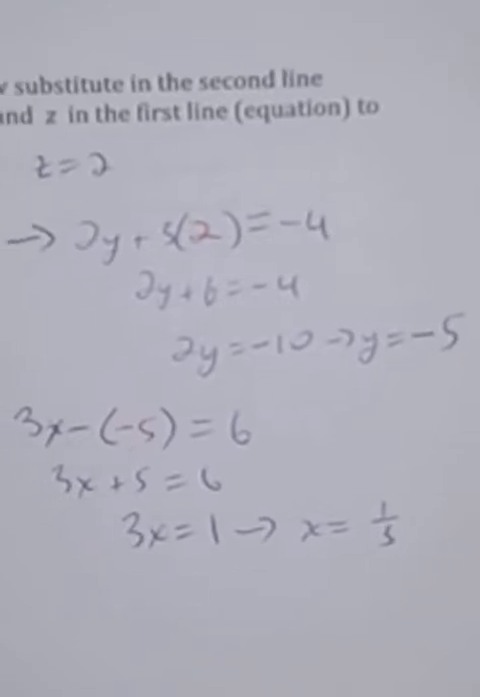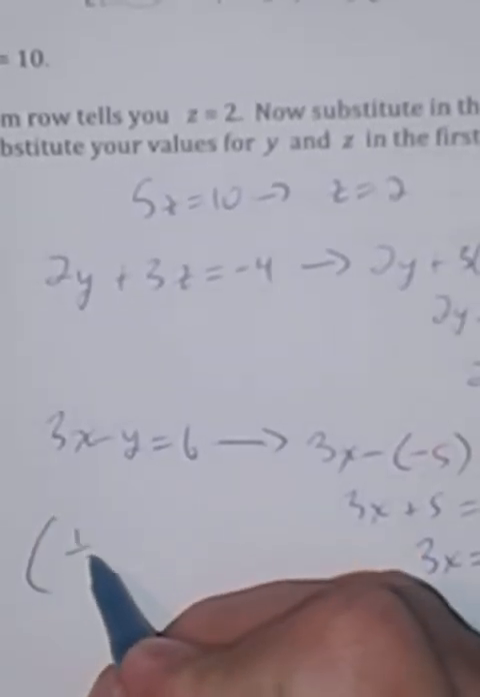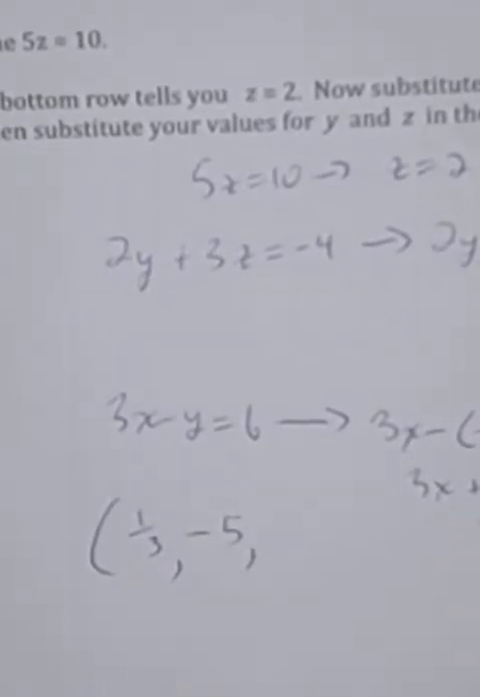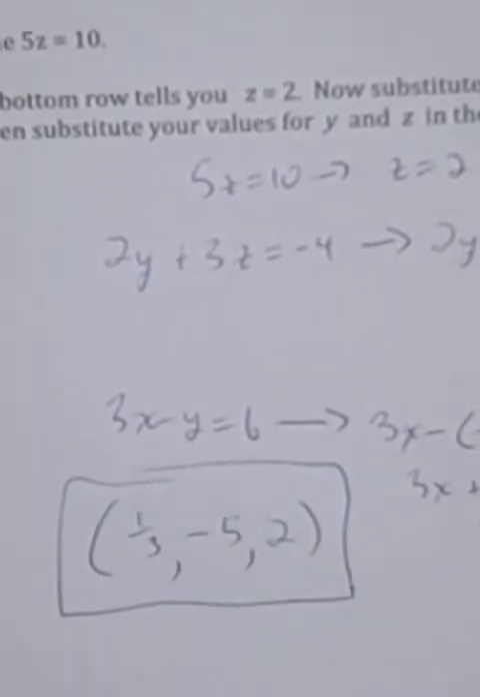Sorry, I'm covering up again. How do we write this answer? Well, x is 1/3, comma, y is negative 5, comma, z is 2. That ordered triple is my solution.